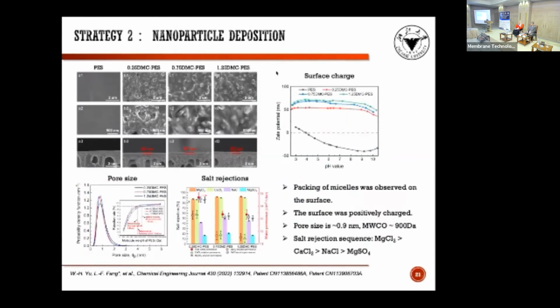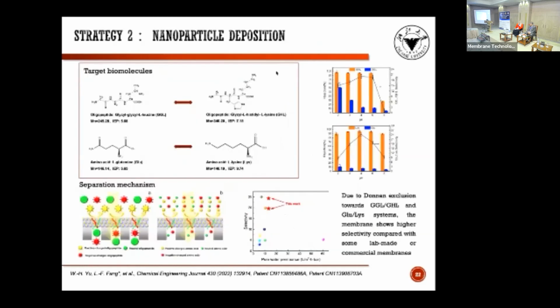According to SEM images, the packing of the micelles was observed on the surface, and the surface was positively charged. The net zeta potential was above 50 millivolts during the test range. According to the solvent transport method, the pore size was determined as 0.9 nanometer, with the molecular weight cutoff about 900 Dalton. The filtration experiment showed the salt rejection sequence is as follows.